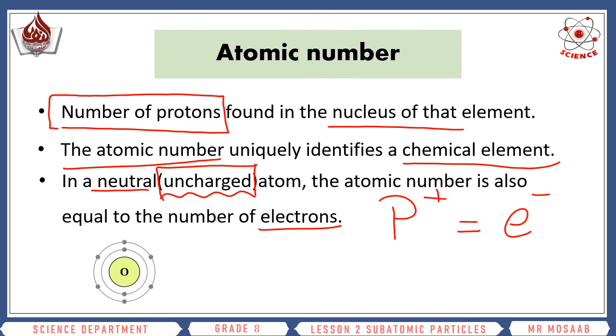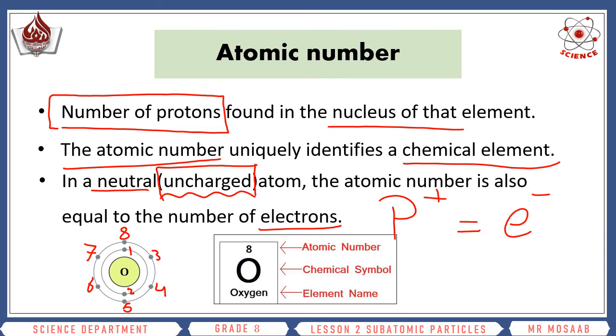For example, we have here an oxygen atom. Let's count together. How many electrons here? 1, 2, 3, 4, 5, 6, 7, 8. So now we have 8 electrons. So the atomic number will be 8. From where do we bring 8? We count the number of electrons in this symbol. And the chemical symbol is O, capital, and the element name is oxygen.